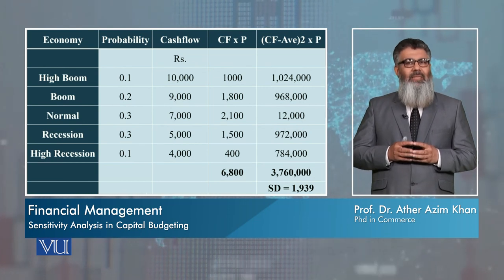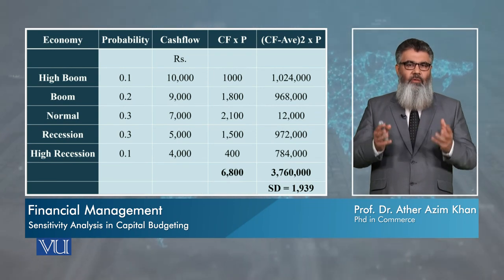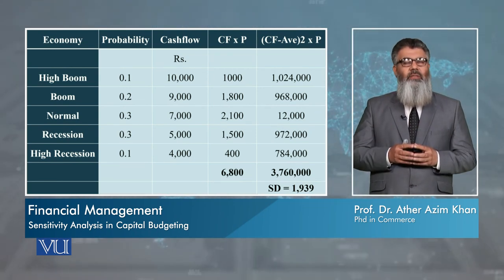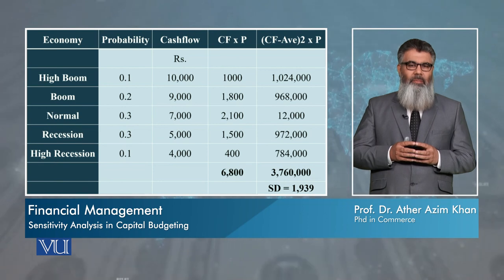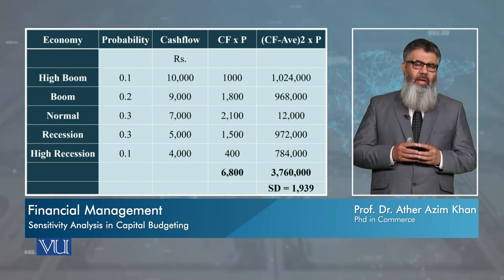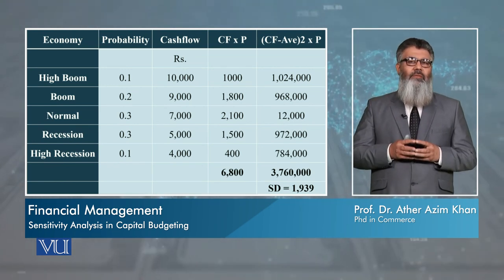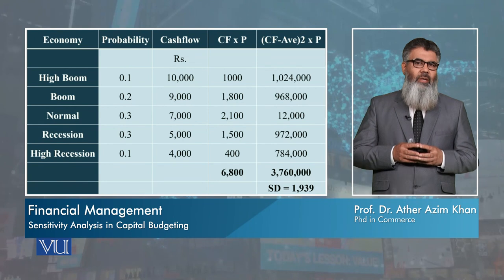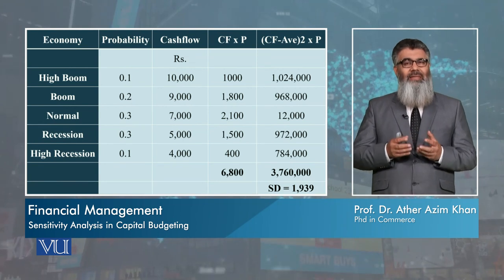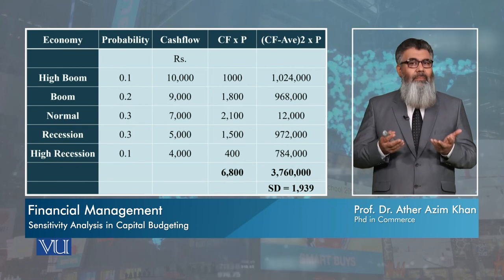And then the sum of this column, which is the total of this formula that we have applied, which is 3.76 million, which is called the variance. And if we take the square root of variance, then it is called the standard deviation. And standard deviation is the measure of risk. Yani standard deviation hi hame risk batati hai.